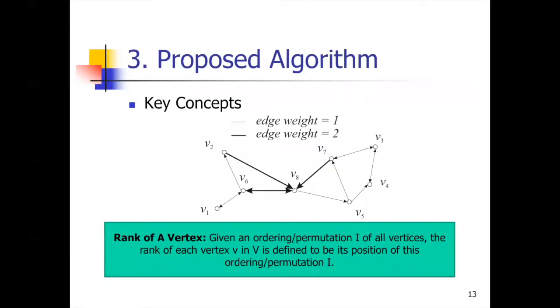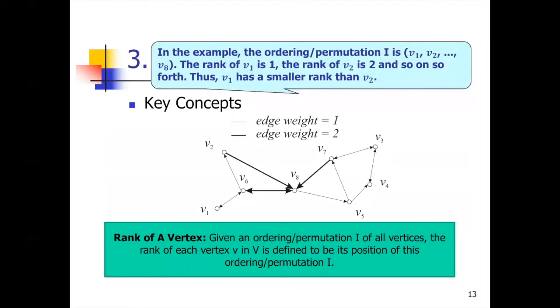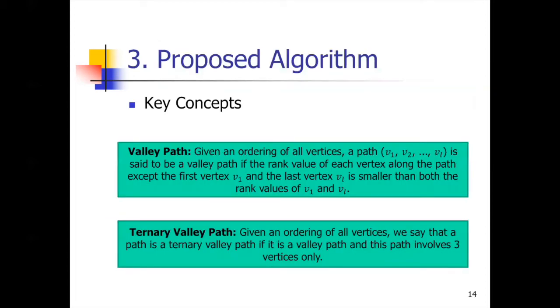The second key concept is the rank of a vertex. Given an ordering of all vertices, the rank of each vertex v is defined to be its position in this ordering. In this example, the ordering is V1, V2, V3 until V8. The rank of V1 is 1 and the rank of V2 is 2 and so on and so forth. Thus, V1 has smaller rank than V2.